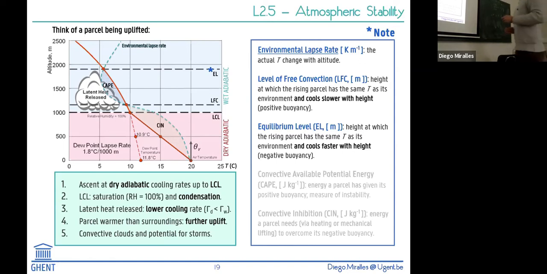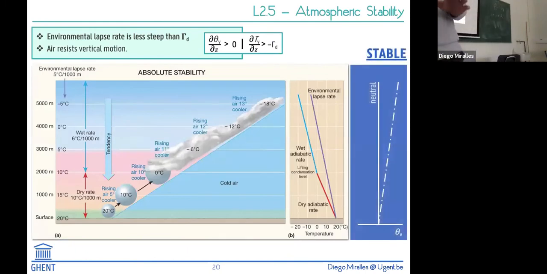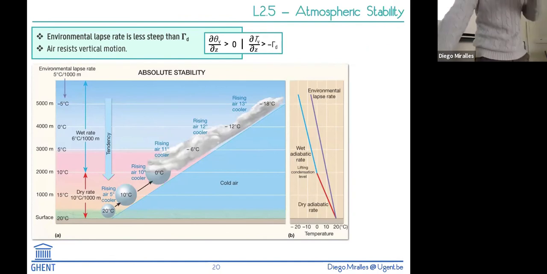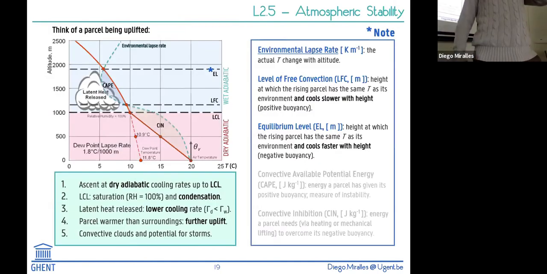Okay, so that's what I'm trying to explain here. So yeah, go ahead. My question is, why is the latent heat released exactly there? Where is it released? So we are in the region of free convection. Yes. Why is the latent heat released?